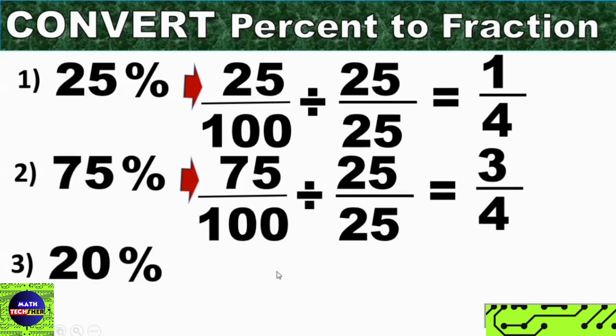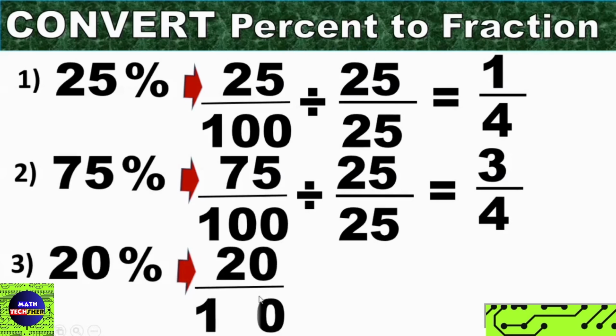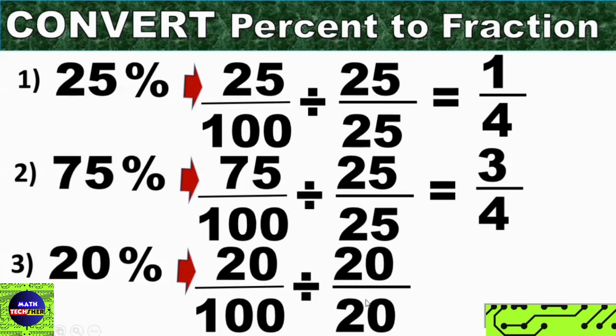Next, number 3, we have 20%. Then now we have 20 over 100. Then, the greatest common factor of 20 and 100 is 20. So, 20 divided by 20 is 1. And 100 divided by 20 is 5. So, that is how to convert percent to fraction.